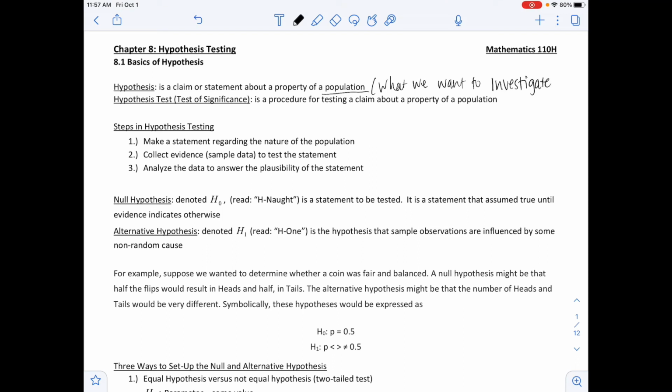We've seen this before in science classes. Usually you have a hypothesis and that's what you're trying to test and see. So a hypothesis test, or a test of significance, is a procedure for testing a claim about a property of a population. The steps in hypothesis testing are: we make a statement regarding the nature of the population, we collect evidence, which is our sample data, to test the statement, and then we analyze the data to answer the plausibility of the statement.